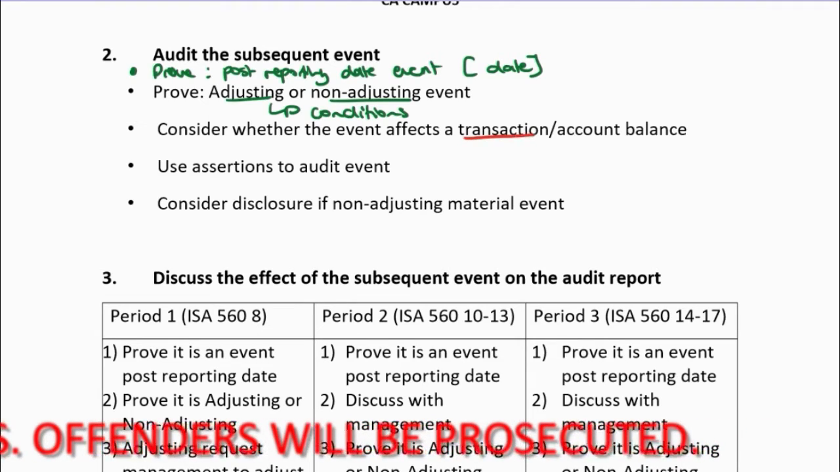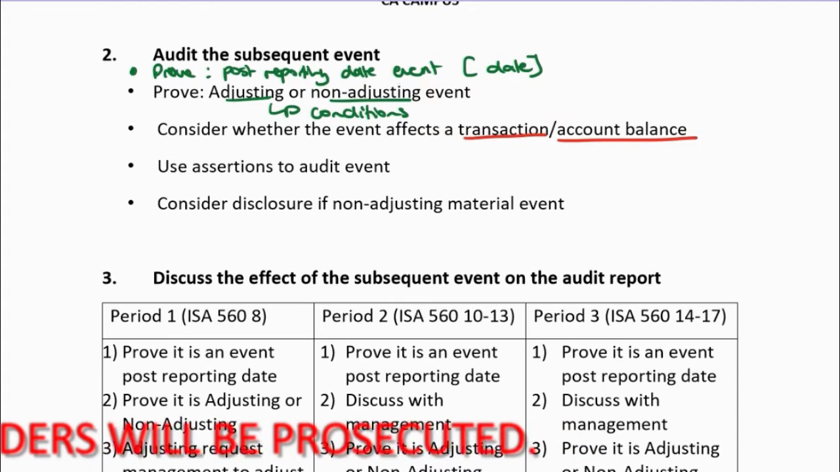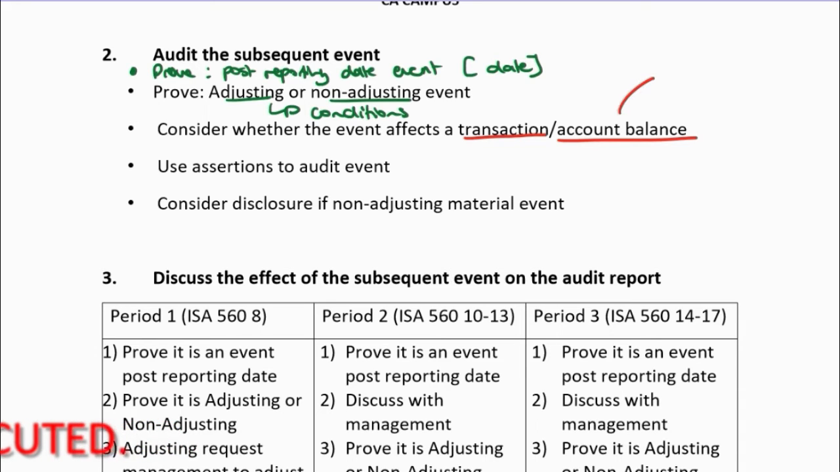Has a transaction been affected or has an account balance been affected? Because guys, think about some of the examples I said earlier. It was for inventory valuation. They had to go and write down their stock to NRV. So then I know we're looking at inventory, we're looking at the valuation assertion, and now I'm just going to go and audit the adjustment.